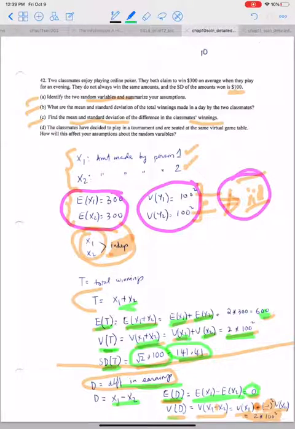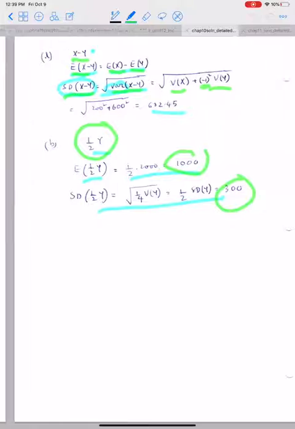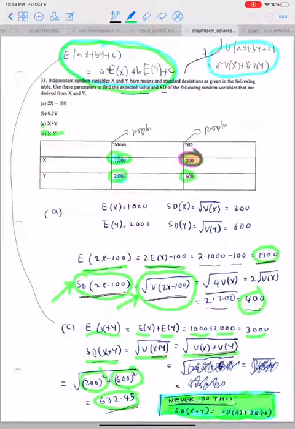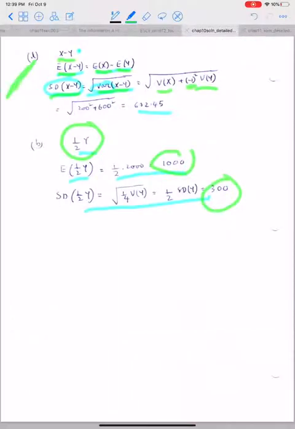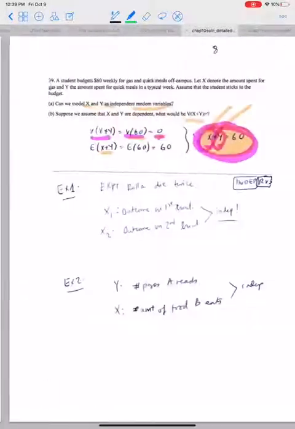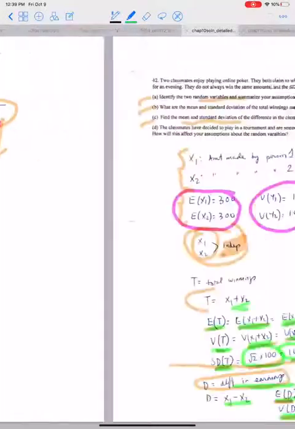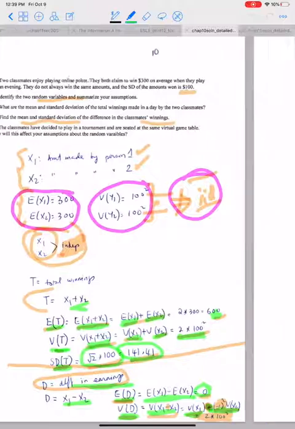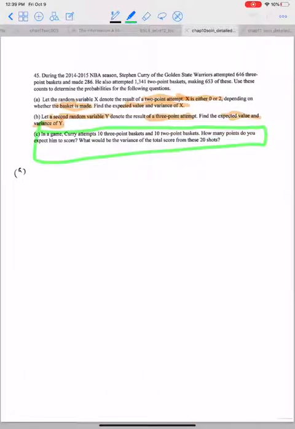The difference in earnings is X1 minus X2, and the expected value of that is the difference of the expected values, which is 0. The variance of the difference is the variance of X1 minus X2, which is the variance of X1 plus negative 1 squared times the variance of X2. It is exactly like this question here, part D, which we discussed earlier, the standard deviation. So that is exactly what we are doing, and the final answer is 2 times 100 squared.